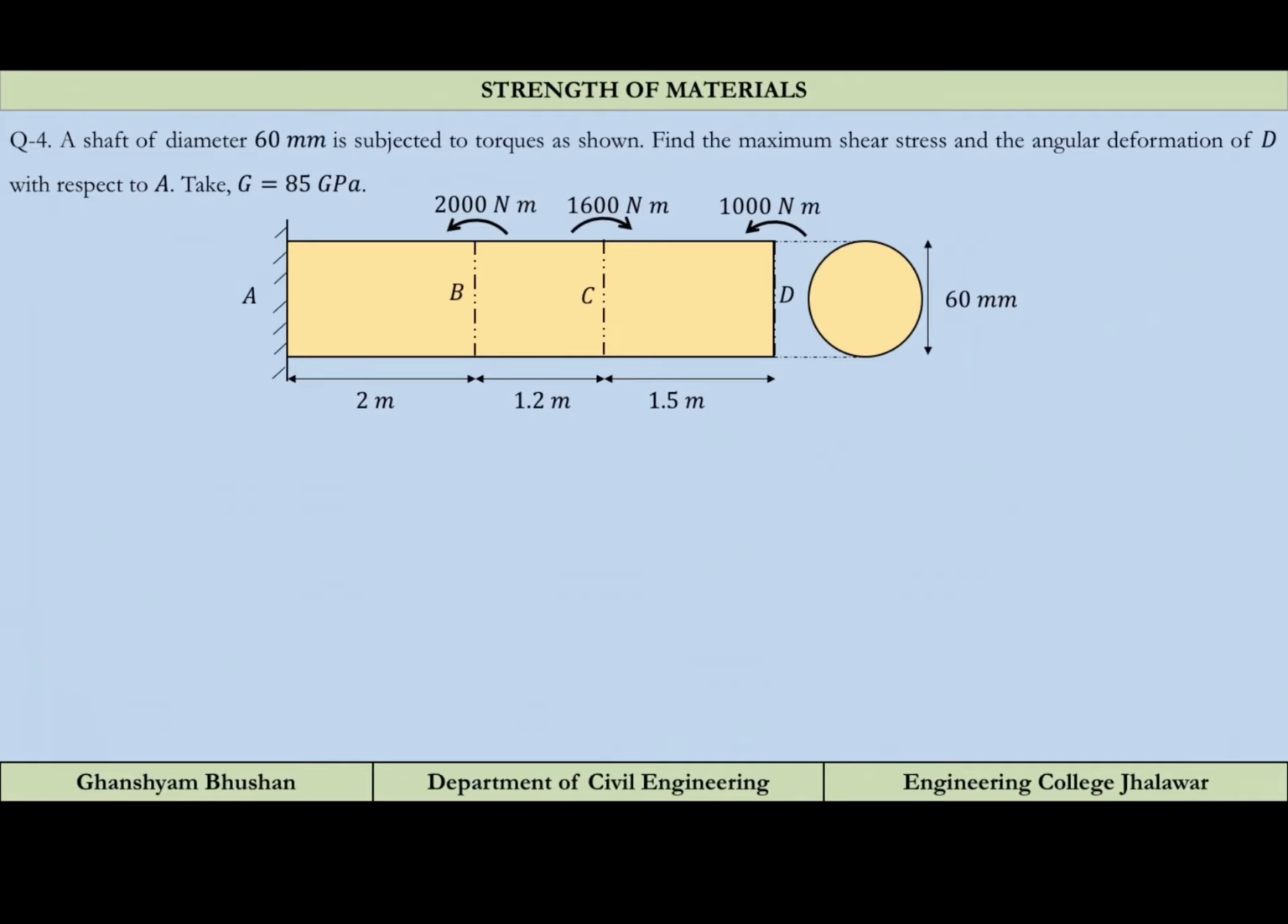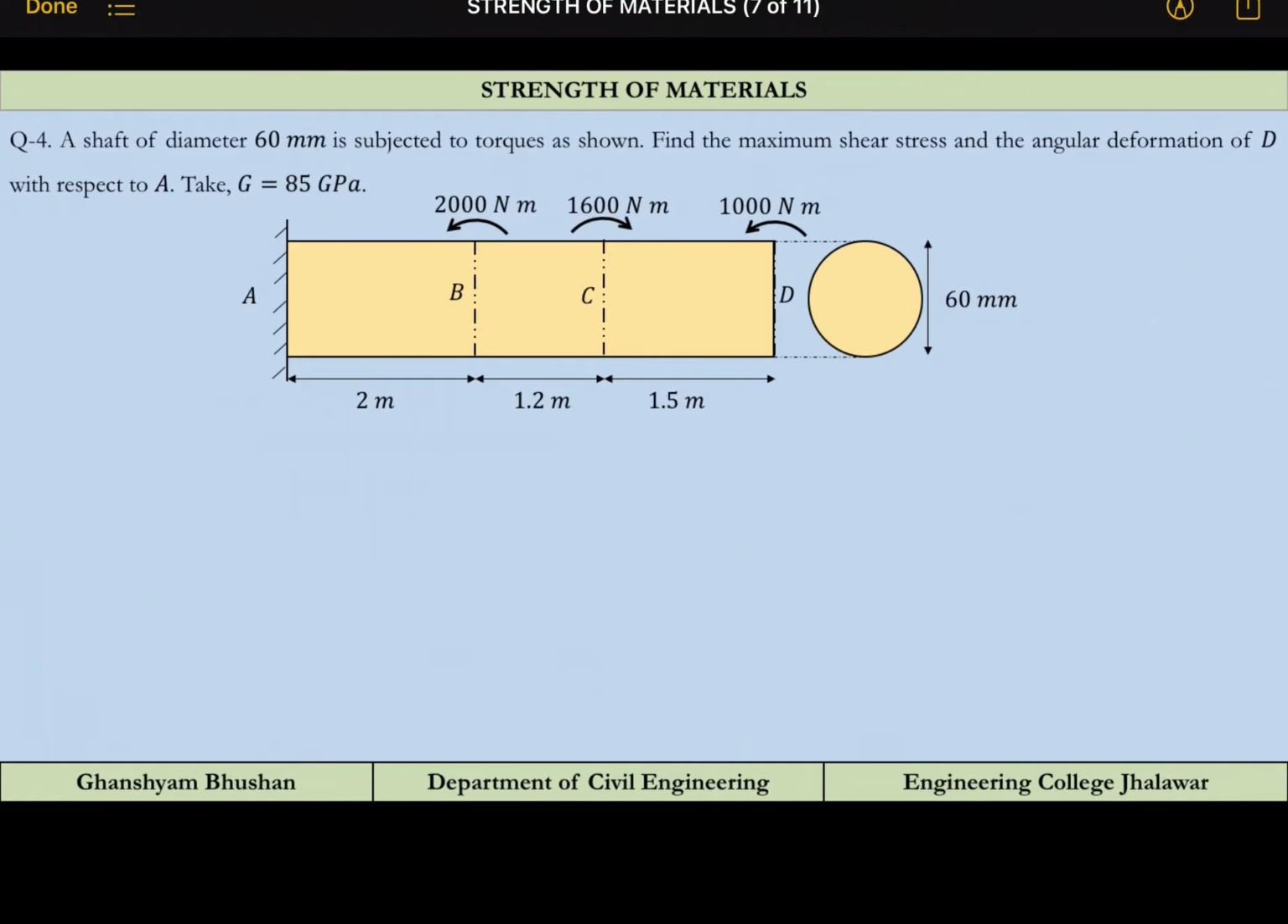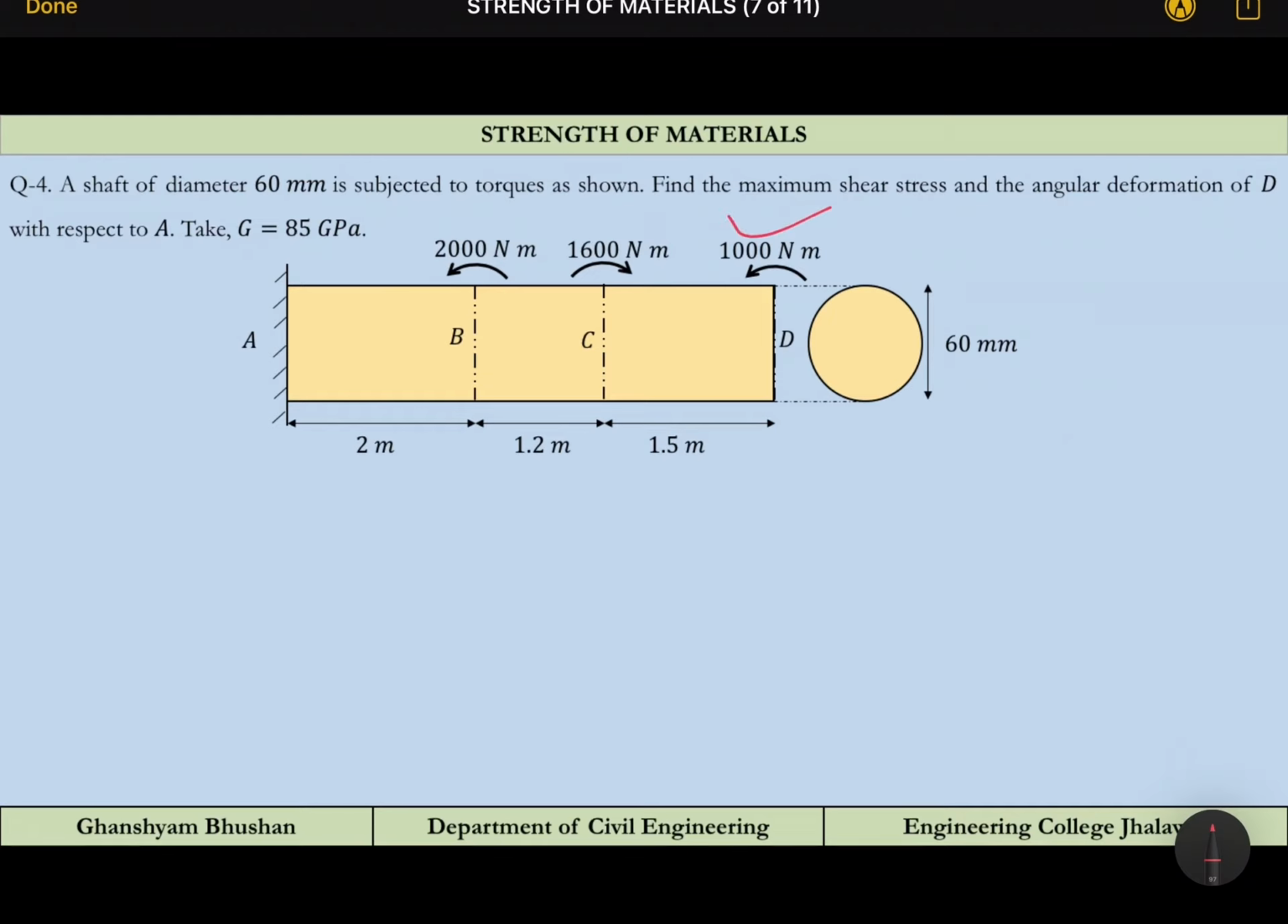So the next question is a little bit different. Now here you can see multiple torques are given to us. One torque, second torque, third torque, different types of torques are given. A shaft of diameter 60 mm, so this is the cross section shown here, is subjected to torque as shown. Find the maximum shear stress and the angular deformation of D with respect to A, taking G equal to 85 GPa.